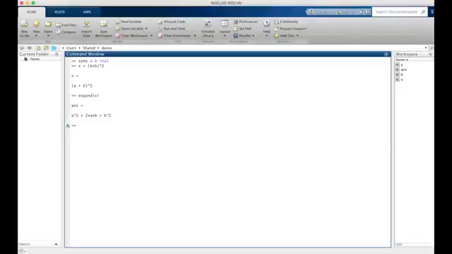Algebraic operations are automatically simplified. For example, if we define the following y, we see that MATLAB automatically simplifies the expression for us. We can further use trigonometric functions as well. For example, we can define z equals sine a squared plus cosine a squared. The simplify command will simplify an expression using known identities. In this case, we know that sine squared plus cosine squared is 1.